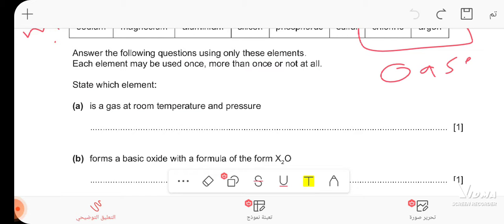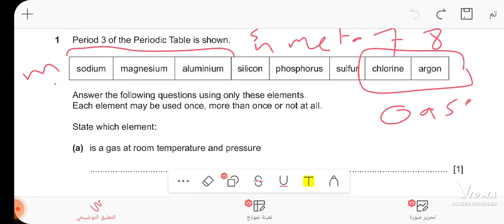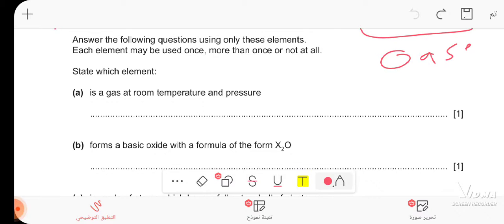Is a gas at room temperature and pressure? At room temperature and pressure, argon is a gas and chlorine also is a gas. So chlorine and argon, both of them are gases at room temperature. So argon and chlorine.